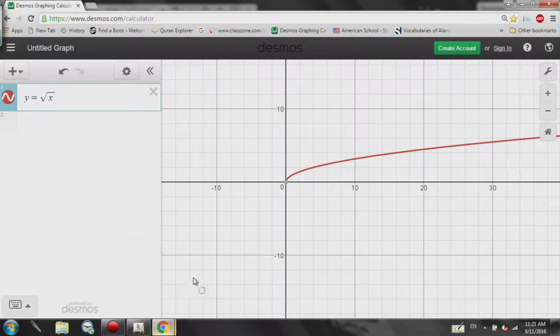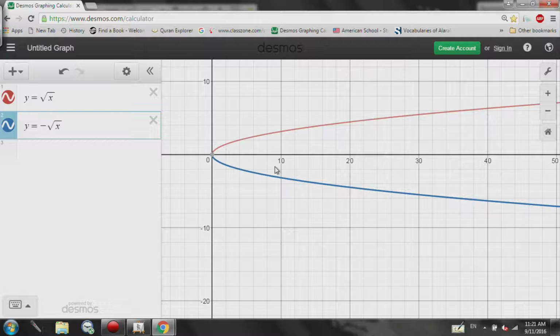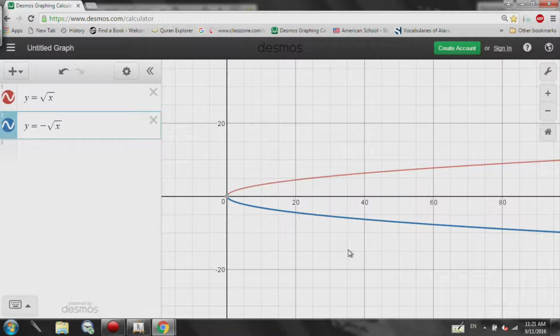Let me draw this out for you. So y equals negative square root of x. See the blue, that's the reflection of this function over the x-axis. Now between the two of these functions, they kind of make a parabola, don't they? That's true, they do make a parabola in fact. And the shape of this figure is a parabola.